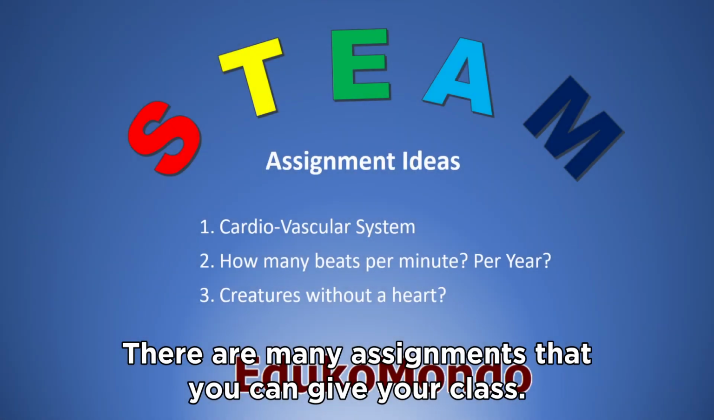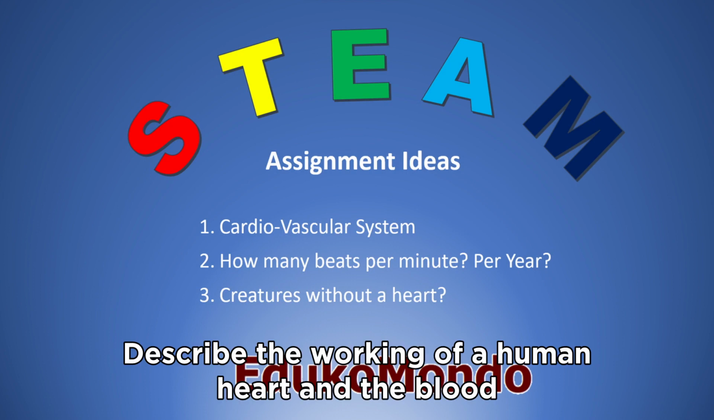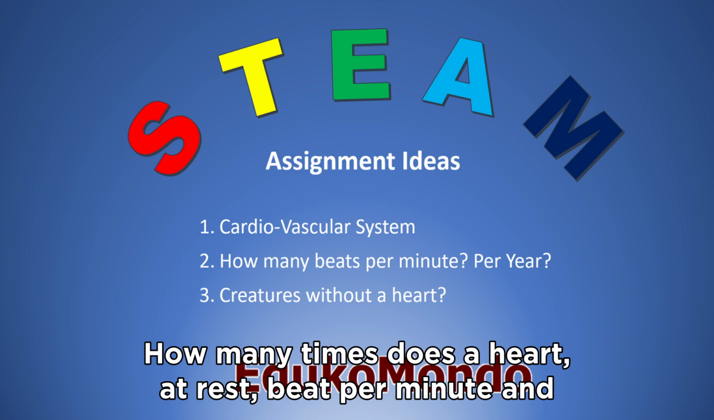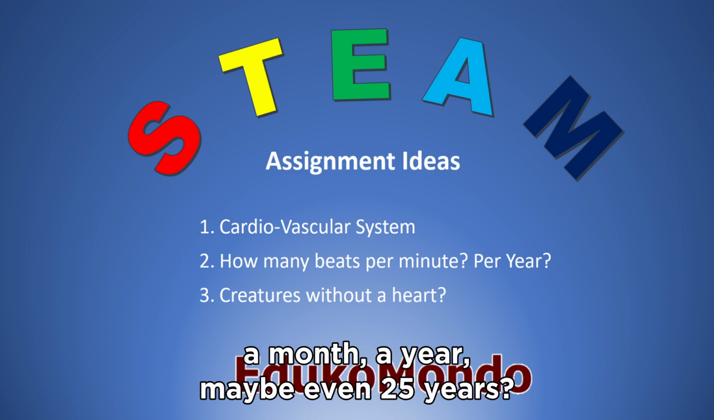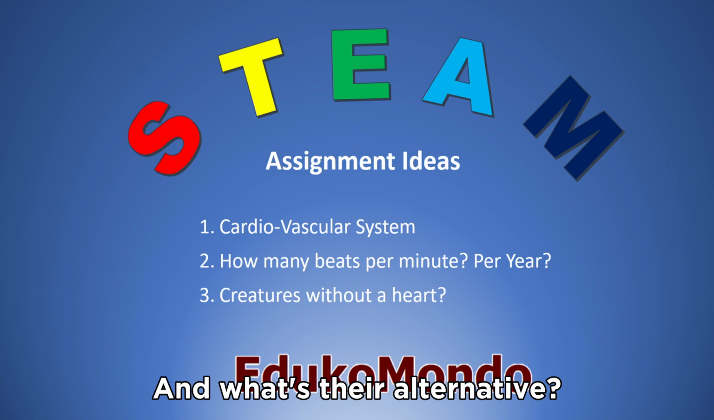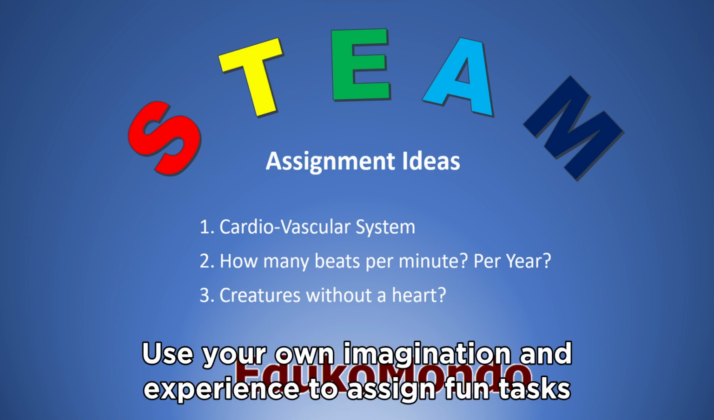There are many assignments that you can give your class. Here are just a couple of examples. Describe the working of a human heart and the blood vessel system, also known as the cardiovascular system. How many times does a heart beat per minute at rest? And calculate that into how many beats in a day, a week, a month, a year, maybe even 25 years. And can you find some creatures who don't have a heart? And what's their alternative? These are just some suggestions. Use your own imagination and experience to assign fun tasks to your class.